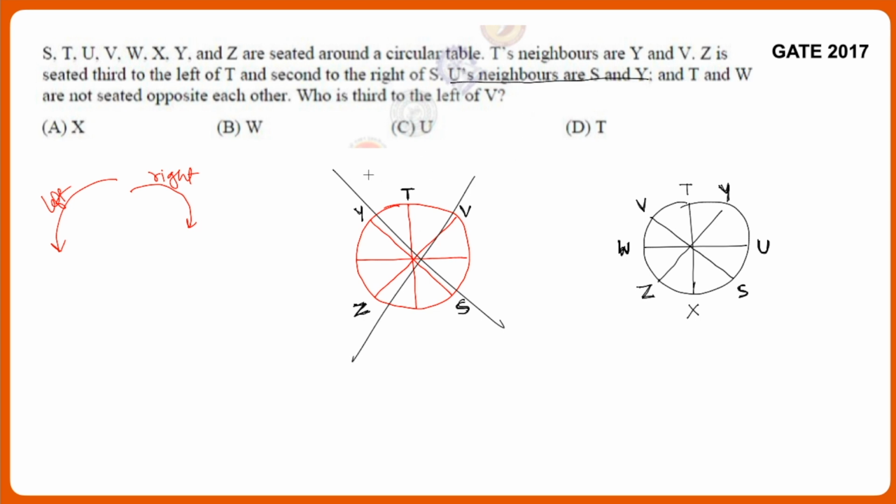U's neighbors are X and Y. Now it is said that T and W are not seated opposite to each other. Fine, that's not happening. Now it says who is third to the left of V. So this is V, and this is the left side. Third to the left means 1, 2 and 3. Who is third to the left of V? It's X. That's how option number A becomes your correct choice.